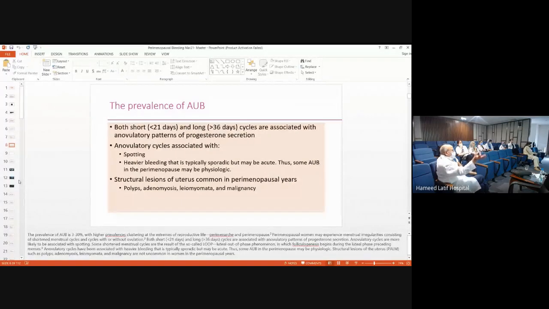Again, prevalence: cycles shorter, longer, and anovulatory pattern. It may be characterized by spotting or heavier bleeding, and then there is greater likelihood in the perimenopause of structural issues and structural problems like polyps, adenomyosis, fibroids, and malignancy. So these issues also are present in greater frequency at that time.